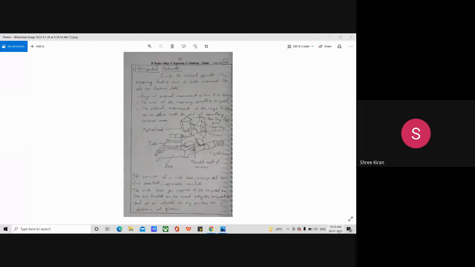The two brackets can be moved along the horizontal bar and can be adjusted to any position at a distance of 500 mm.